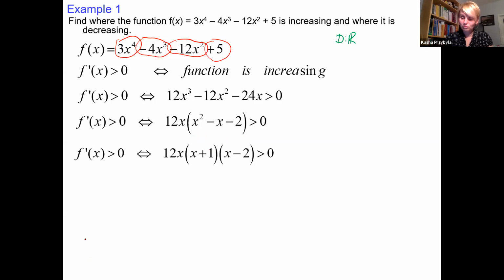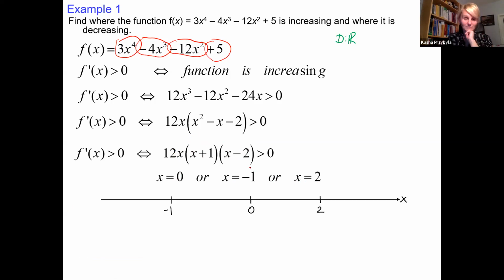Okay, and now what do we need? We need the zeros. We know that 12x will give me 0 if x is 0, x plus 1 will give me 0 if x is negative 1, and x minus 2 will give me 0 if x is 2. That means I do have this, but this is still not the solution. We remember inequalities. I have to place the zeros on the number line. Now we have to test each subinterval.